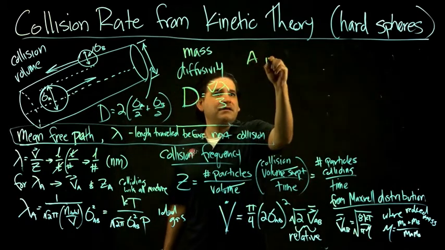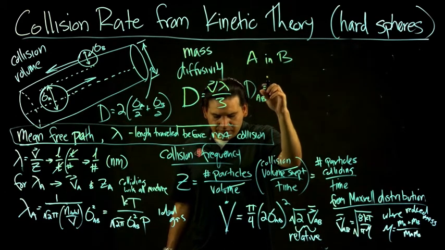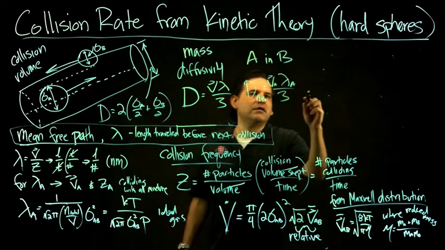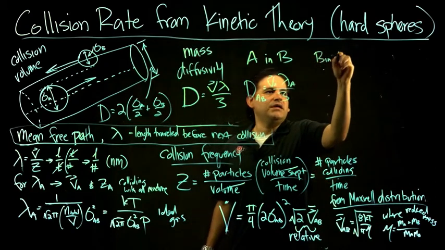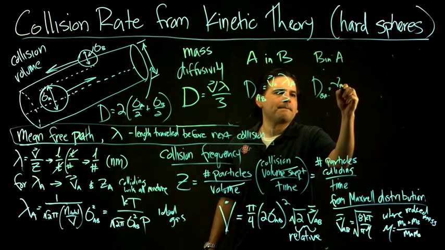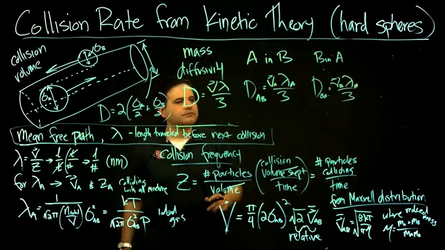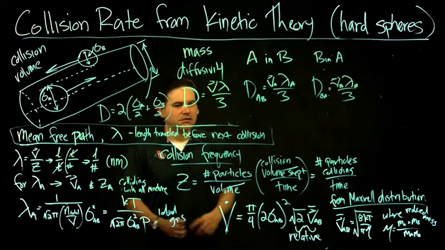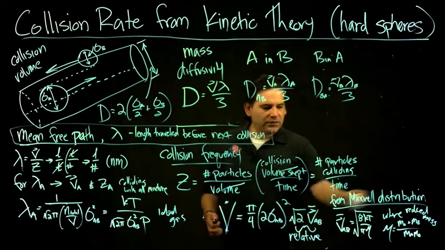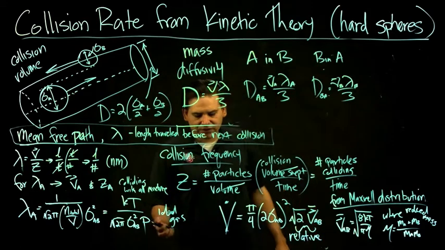So for A in B, D_AB would be the velocity of A times the mean free path of A related to that. And if you had B in A, you would have that. And you can apply these kinetic theories to get the velocities, and the Maxwell distribution to get the velocities and so forth.